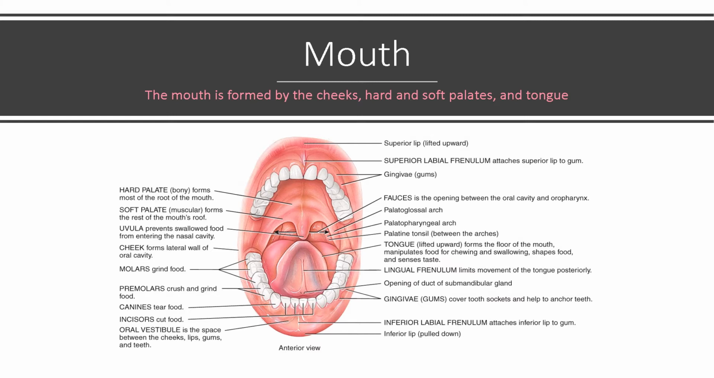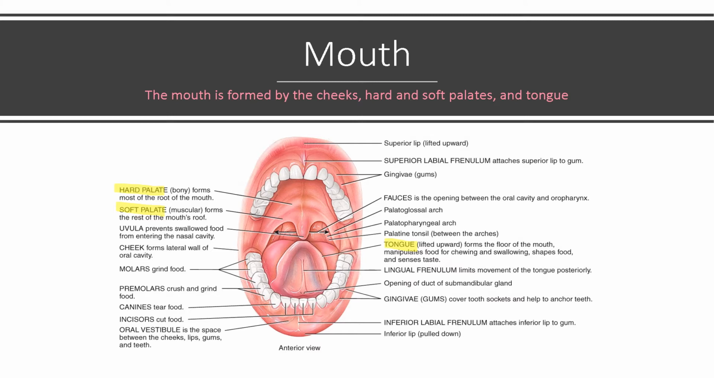The mouth, which is also referred to as the oral cavity, is formed by the cheeks on the sides, and then the hard and soft palate on the top, and then the tongue on the bottom. Now the palate is a wall or septum that separates the oral cavity from the nasal cavity, and it forms the roof of the mouth. Now this is a really important structure that makes it possible to chew but also breathe through your nose at the same time.